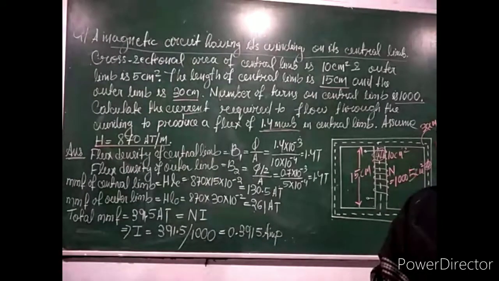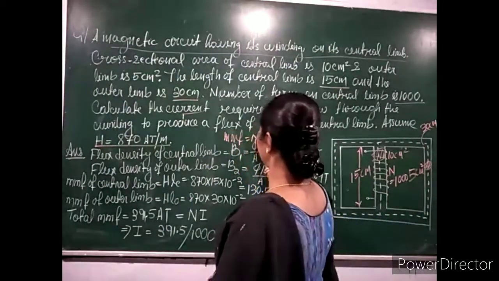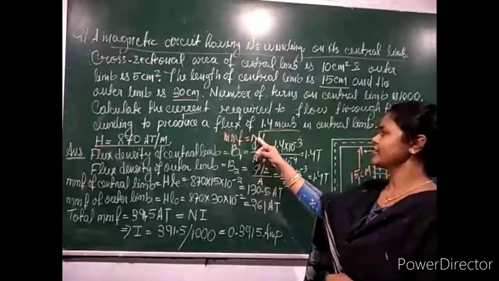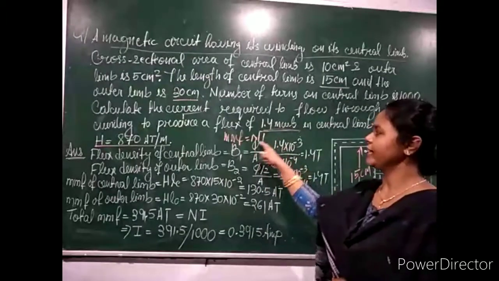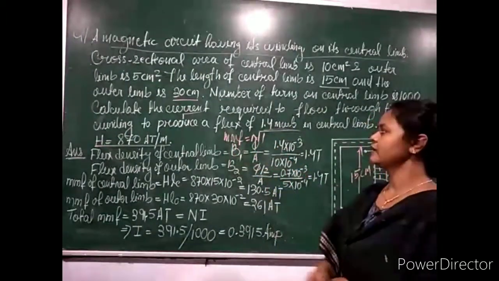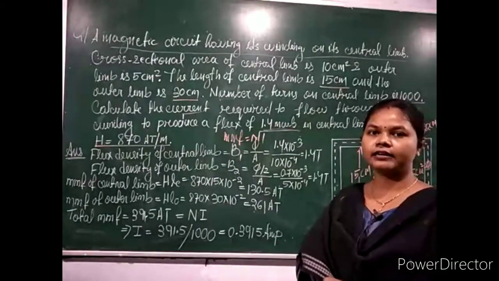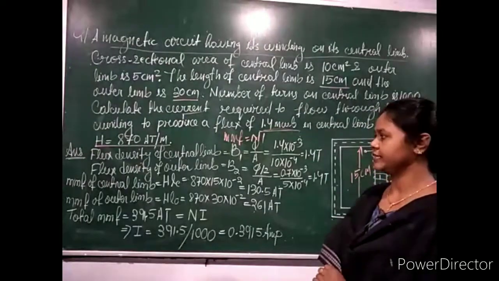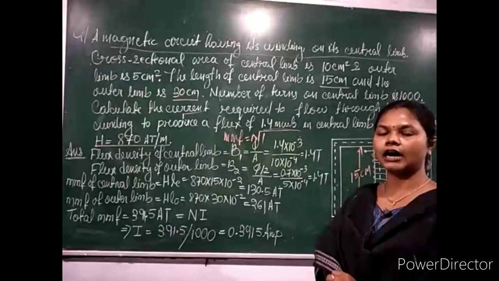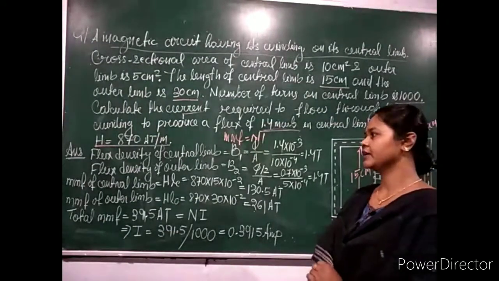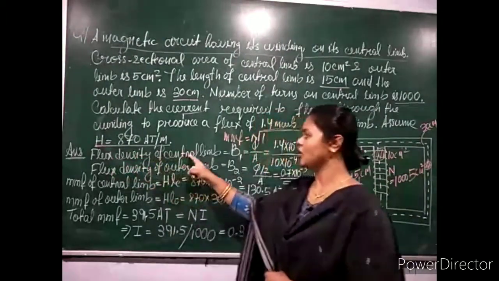You know how to find current here. You know that MMF is equal to NI, that is number of turns into current. So by using this relation, you get current. Before finding current, first you find MMF. How do you proceed? First you find the flux density for both outer and central limb. So first our step is to calculate the flux density of the central limb.